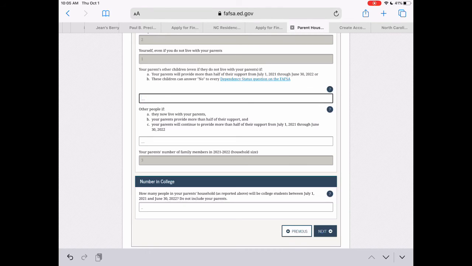I don't have any siblings. And then other people who live with your parents, whose stuff your parents pay for and will continue to pay for. So this might be if you have cousins who have moved in with you and your parents pay for their stuff, or if you have a grandparent who your parents take care of, who lives with you. They do have to live with you for this question. So I'm going to say I don't have any of those, but be sure to put them if you do.